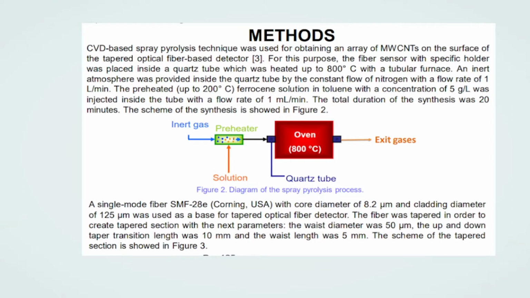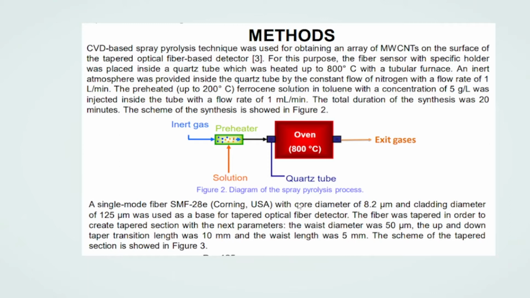Starting with methods, we use a spray pyrolysis technique for obtaining an array of multi-wall carbon nanotubes on the surface of the tapered optical fiber-based detector. Here we have a little diagram of the spray pyrolysis process. First, the inert gas goes into a preheater and then into an oven at 800 degrees, and at the end we have the exit gases.